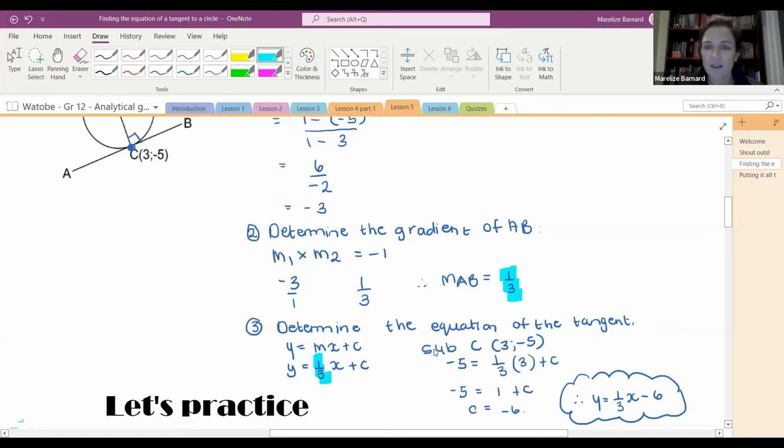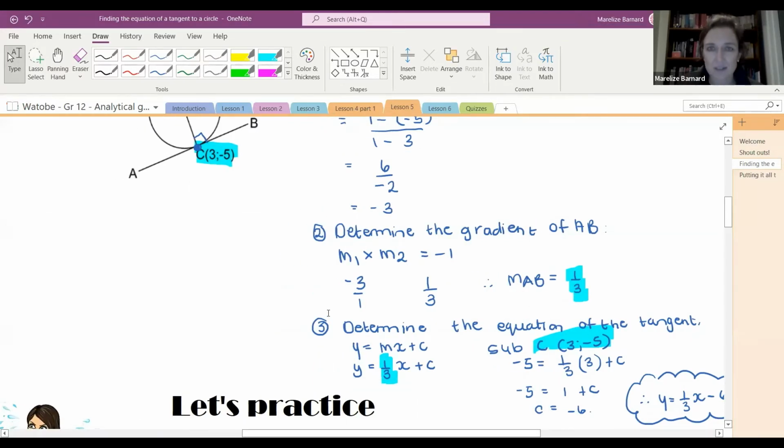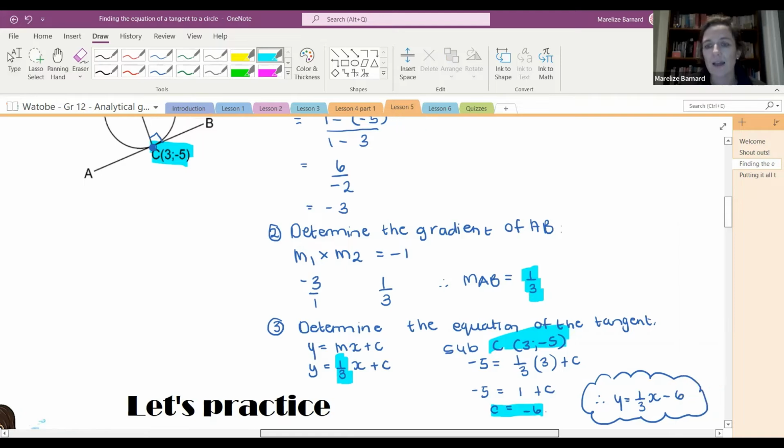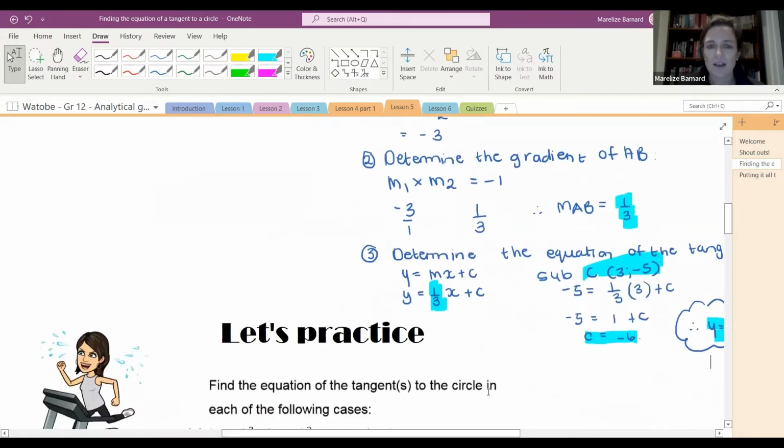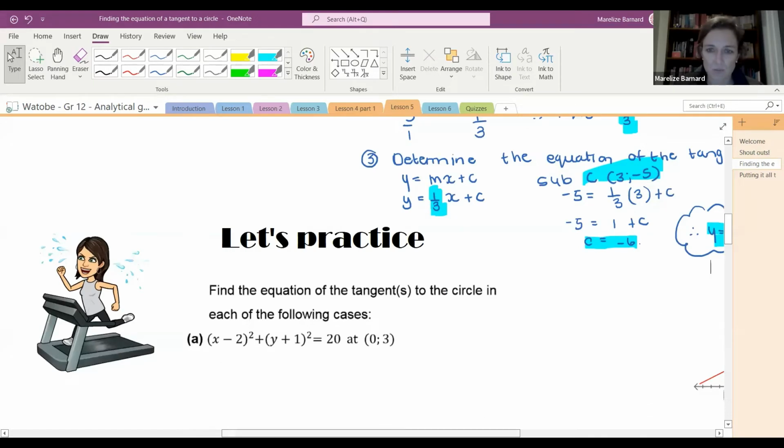Okay, so there's my gradient. That's my m in my equation. Then I sub in point C. So point C is over here on the sketch. That's where the line touches. That's where the tangent actually touches the circle. So that's why we're going to substitute that into our equation. And then we find our y-intercept over here. And we just round it off nicely by putting everything together in the equation. Okay, but let's do another one. I think it'll help if we just get stuck in and start practicing.